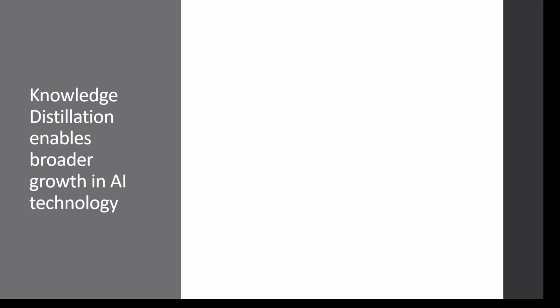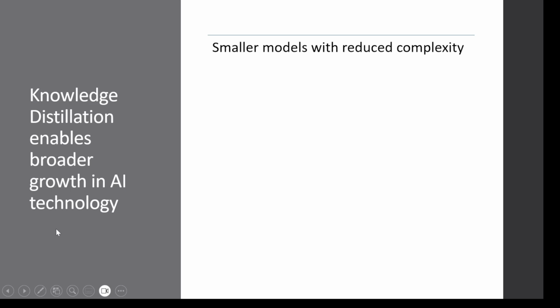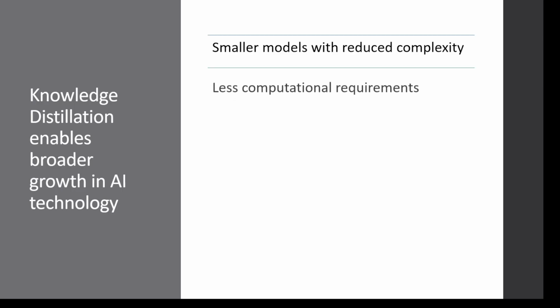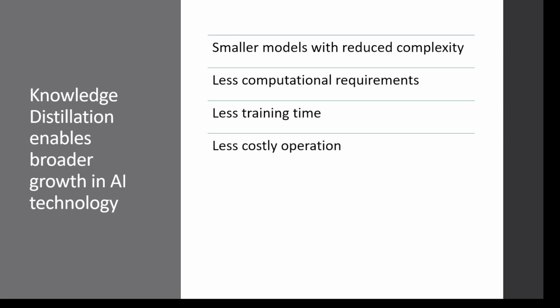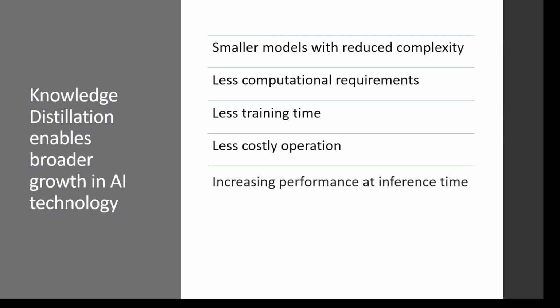Knowledge distillation enables broader growth in AI technology, and it plays a key critical role in compressing large language models, making them more efficient without significant loss in performance, leading to smaller models with reduced complexity, less computational requirements, less training time required, less costly operation, and importantly, increasing performance at inference time. They're simply faster.